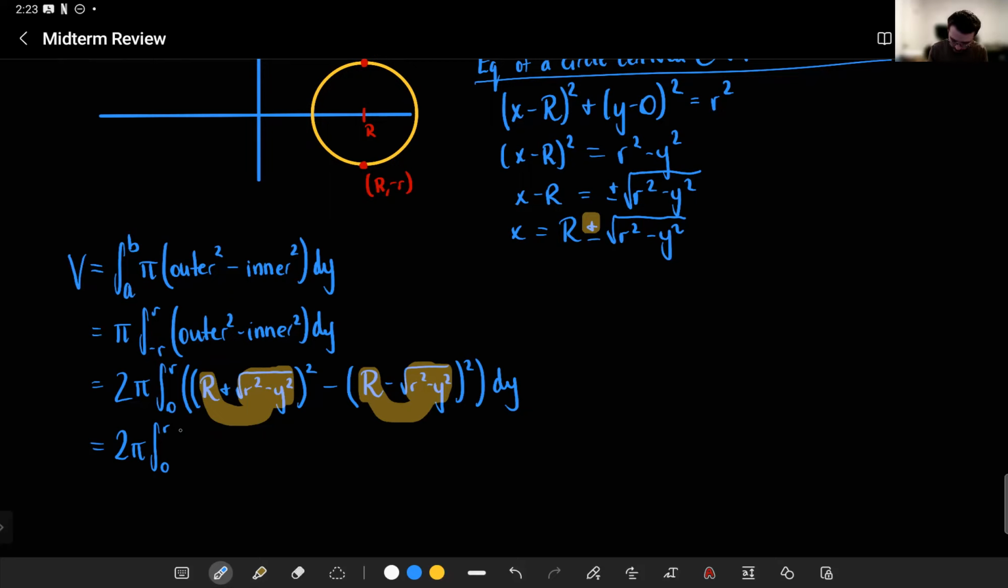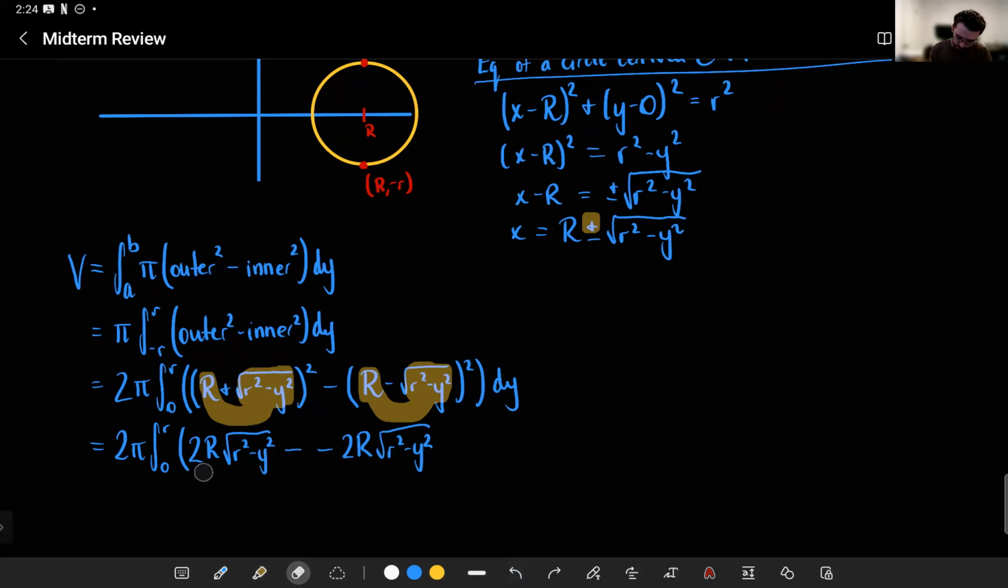So over here, I'll get something like 2 capital R times the square root of little r squared minus y squared. Then I have this minus, and this would be minus 2r square root little r squared minus y squared. But look at these two things. They're exactly the same. Minus a minus is a plus. So I'd actually get 4 of those instead of 2 of them.